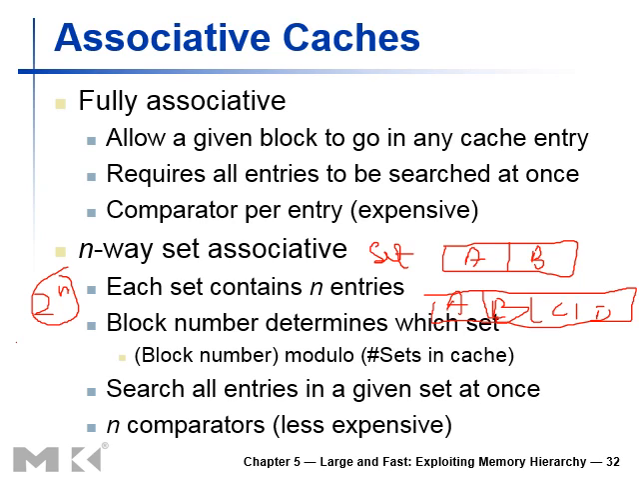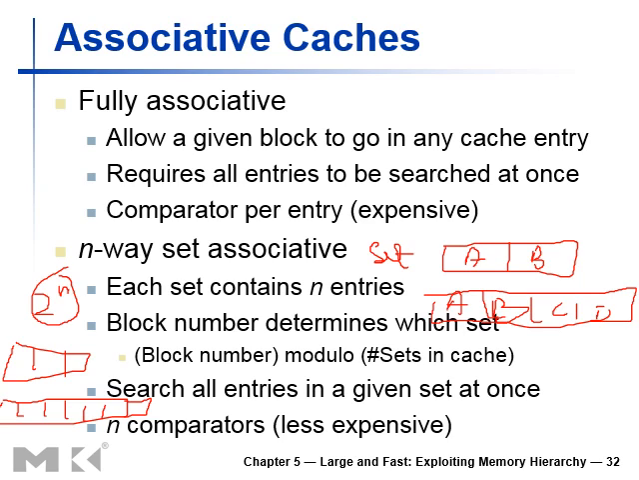We cannot have a set of 3 locations. We cannot have a set of 7 locations, and so on and so forth. So each set contains n entries, and the block number determines which set. What we have to do is take the modulo of the block number with the number of sets in a cache.